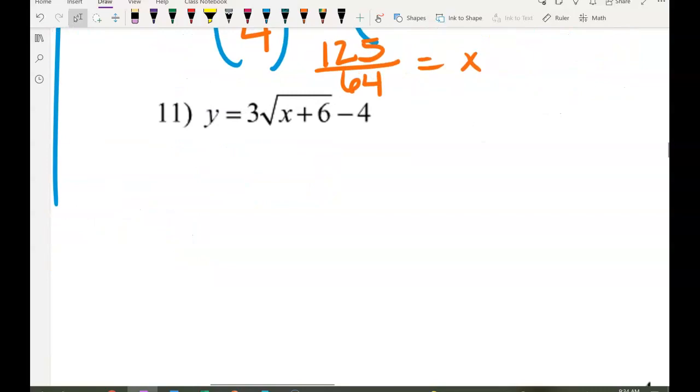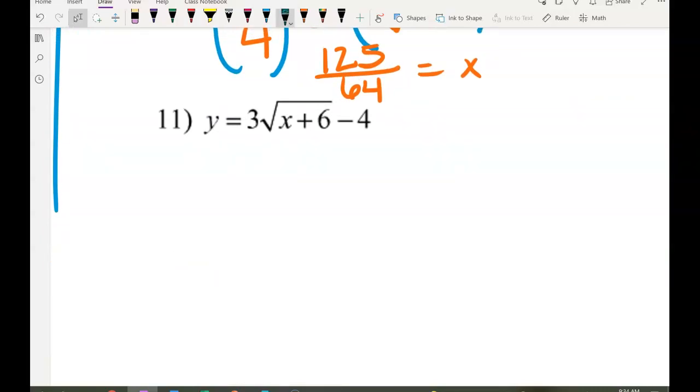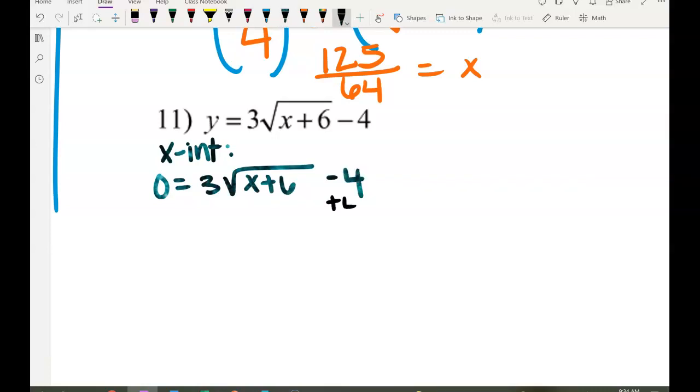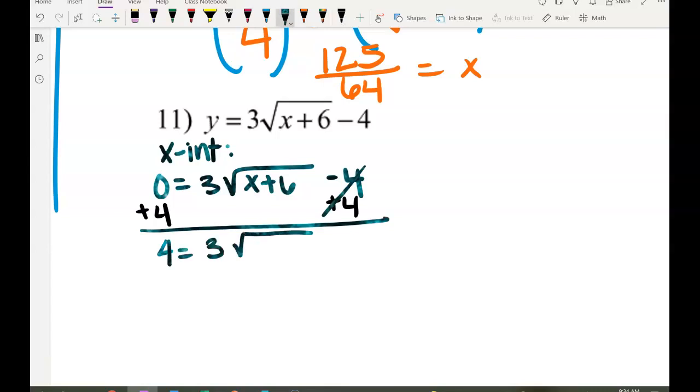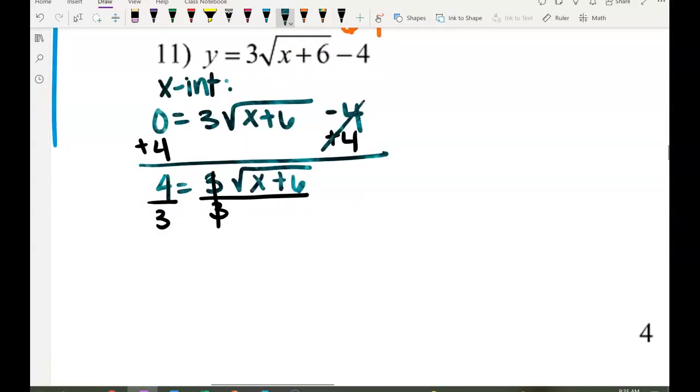All right, Talia, x-intercept, hon. What did you do first? Okay, so 0 equals 3 times square root of x plus 6 minus 4. I think you meant plus 4, right? Oh, yeah. Okay, and then what did you get after you plus 4? 4 equals. Good. After that, what did you do? Good. So now we have 4/3 equals square root of x plus 6. What's your next step?